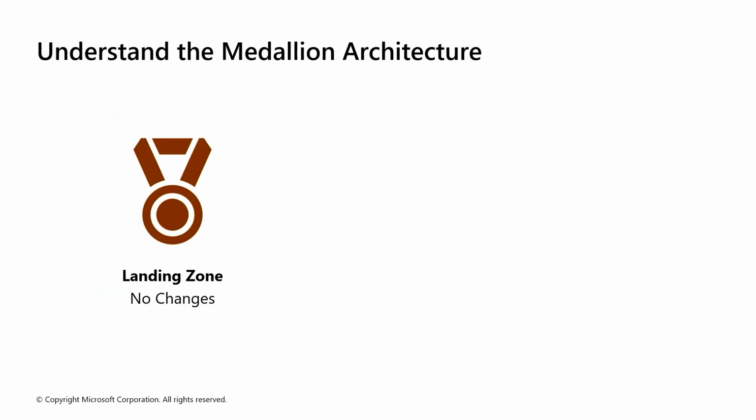The bronze or raw layer of the medallion architecture is the first layer of the lakehouse. It's the landing zone for all data, whether it's structured, semi-structured, or unstructured. The data is stored in its original format, and no changes are made to it.